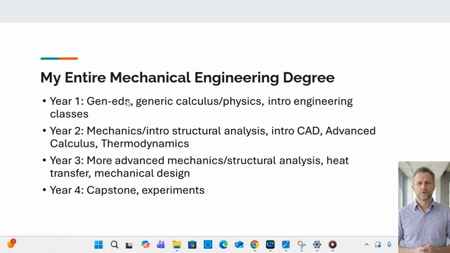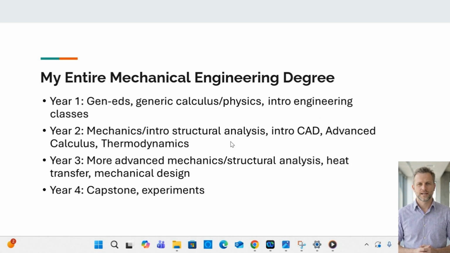So here's a rough overview of all 4 years. In year one, gen eds, generic calculus and physics courses run by those relevant departments. And then you have an intro to engineering course, a few different random classes for that where they just go over a bunch of random basic things.